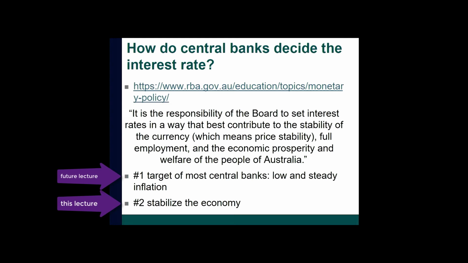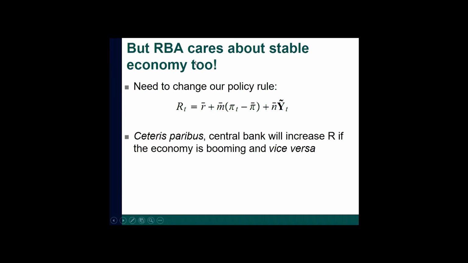And target number 2 is stabilize the economy. So we don't want to have huge unemployment rates. We don't want to have financial crisis. So that's the second target. He said, well, we're looking at inflation 2 to 3%, but we also look at unemployment. We want that people have jobs. So goal number 2 of the central bank was we look at the economic activity. And that wasn't in our model beforehand, but we can include it.